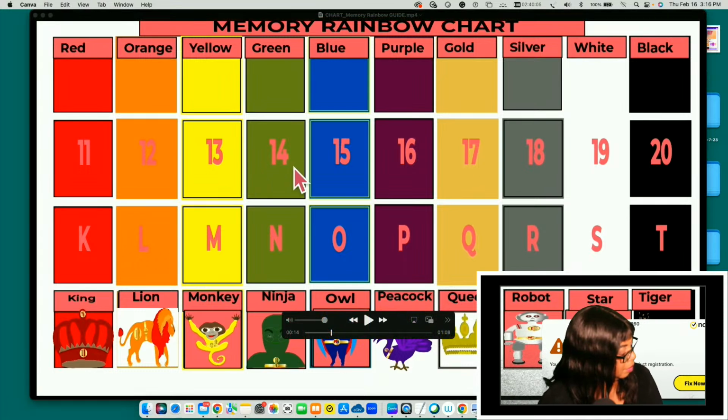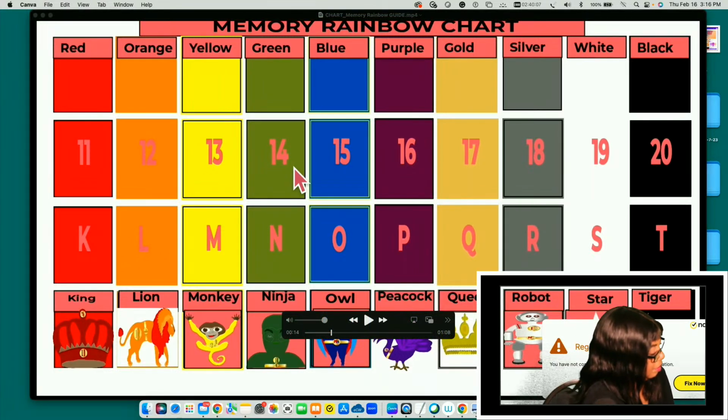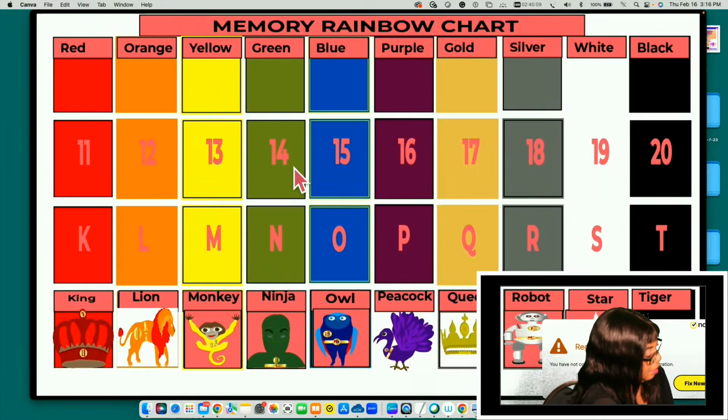This is okay. Let me see. Let's see. Now split view.